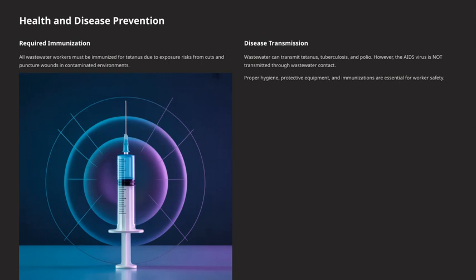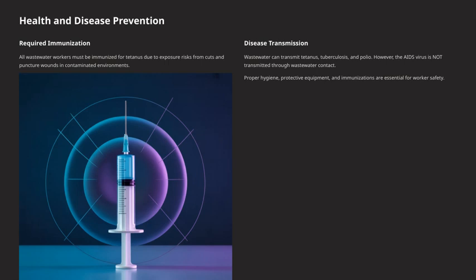Now, regarding disease transmission, wastewater can carry and transmit several diseases like tetanus, tuberculosis, and polio. It's important to understand that these diseases can be contracted through contact with contaminated wastewater if proper precautions aren't taken. However, it's also important to note that the AIDS virus, or HIV, is not transmitted through wastewater contact.